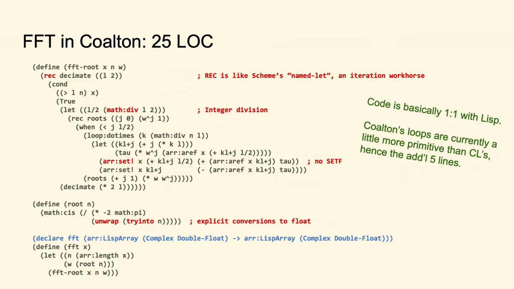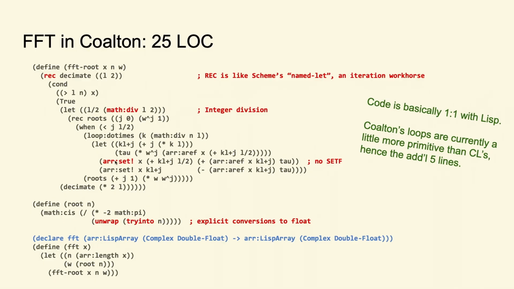Coalton is mostly the same. Maybe a little hard to read up here, but I'll point out these main things. The first thing is Coalton's looping facilities right now are a little bit thin. So we use something like a named let. We call it rec instead of let, but it is a named let. That's a convenient way to iterate through something. Sometimes we have to use special division operators. Because we're type safe, we have to be clear about what we're dividing and what the result is. And so we want the division of 2 integers here to result in an integer. So we use a separate function for that.